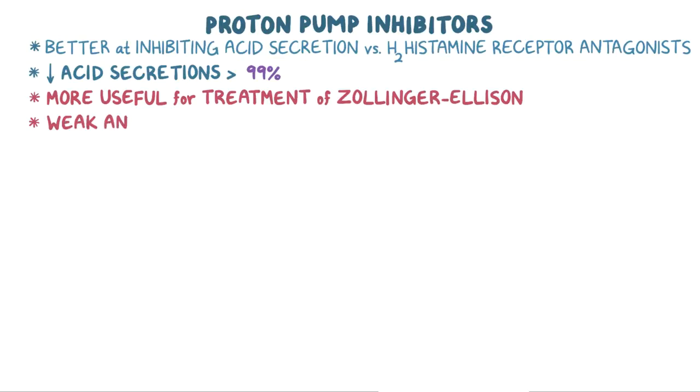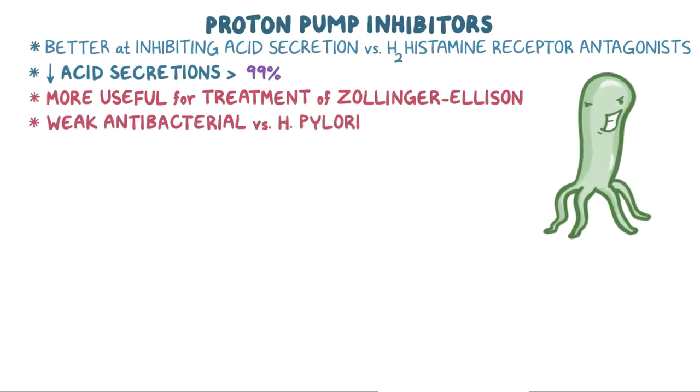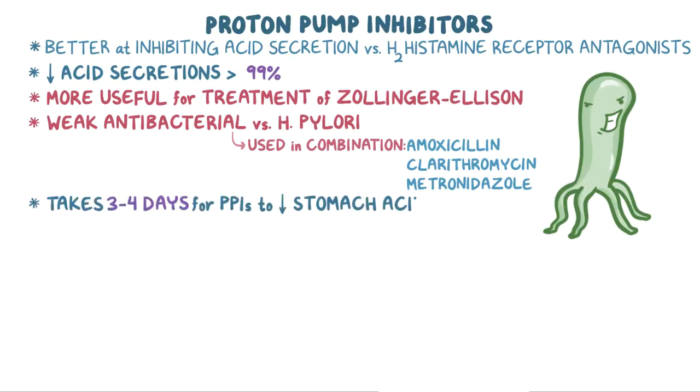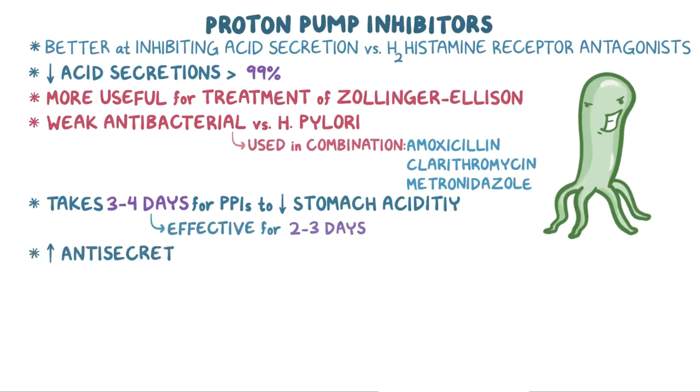Furthermore, they have a weak antibacterial effect against the peptic ulcer-causing Helicobacter pylori, so they are used in combination with antibiotics like amoxicillin, clarithromycin, or metronidazole. It takes 3 to 4 days for proton pump inhibitors to decrease stomach acidity, and they remain effective for 2 to 3 days. With continual daily dosages, an increased antisecretory effect can be achieved for up to 5 days.